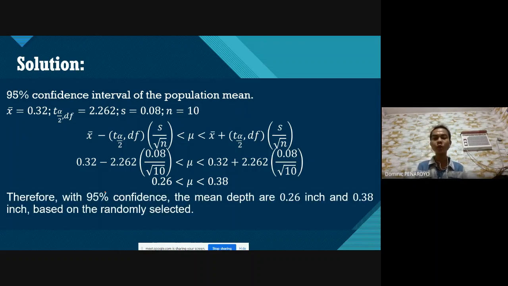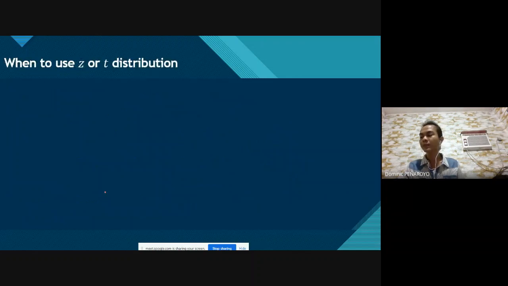All right, so therefore, with 95% confidence, the mean depth is between 0.26 inch and 0.38 inch based on the randomly selected sample. So that is for the t distribution.